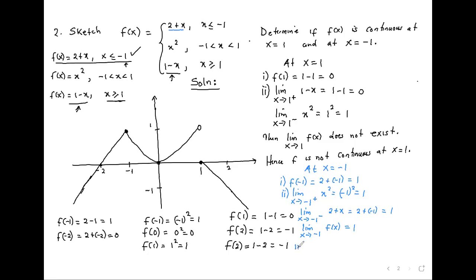Then the third step, we compare now. Since the limit exists as we approach negative 1, and it is 1, is it the same as f of negative 1? They are the same. We got 1, and the limit is 1. What does this mean? This means that f is continuous at x is equal to negative 1.